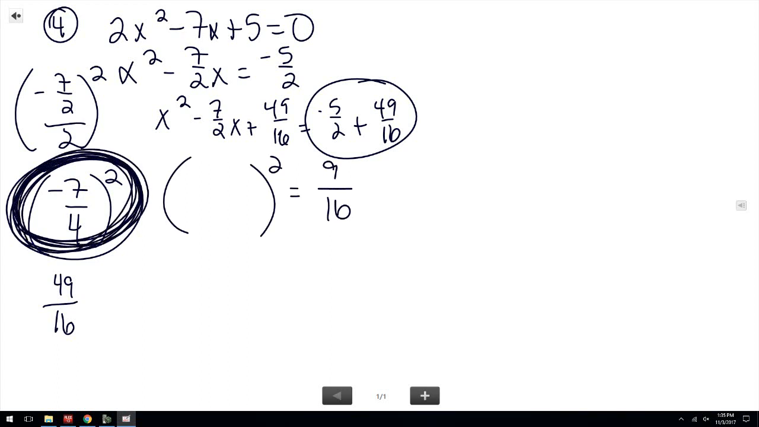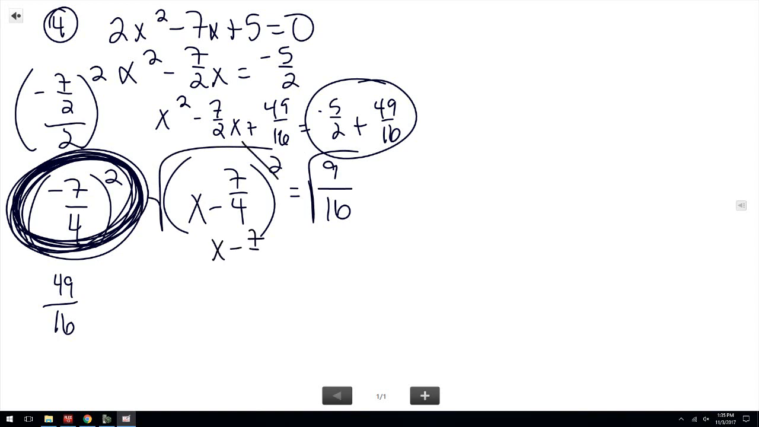Factor. Now you look at your x minus 7 over 4 squared, right? Then how do you get rid of the square? Square root them both. Square root them, and then look, we can say that 9/16 is, don't you dare tell me, 3/4 plus or minus.